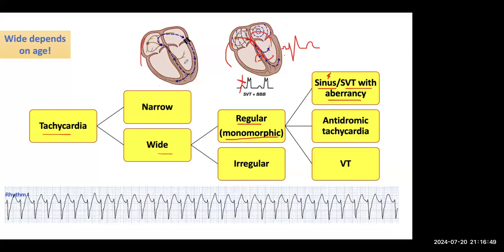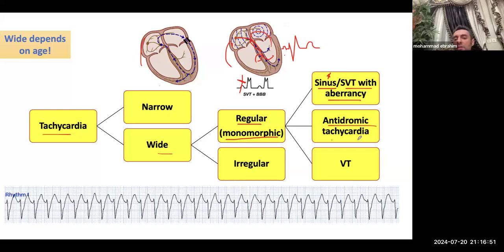Okay. Antidromic tachycardia just means that instead of usually going down the AV node and up a pathway, you're going down a pathway and up the AV node. So it's the reverse circuit. So you're going down an accessory pathway and up the AV node. So your QRS would be wide because you're not going down your AV node.